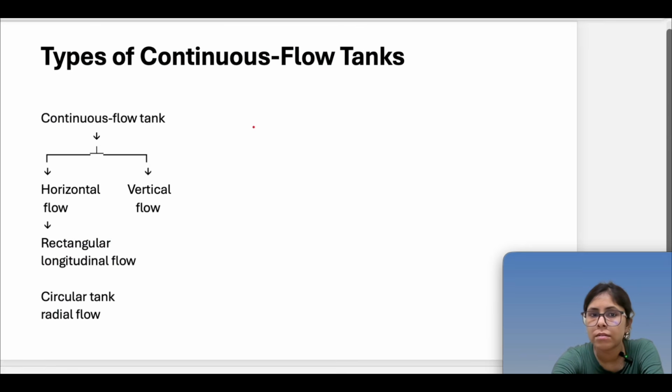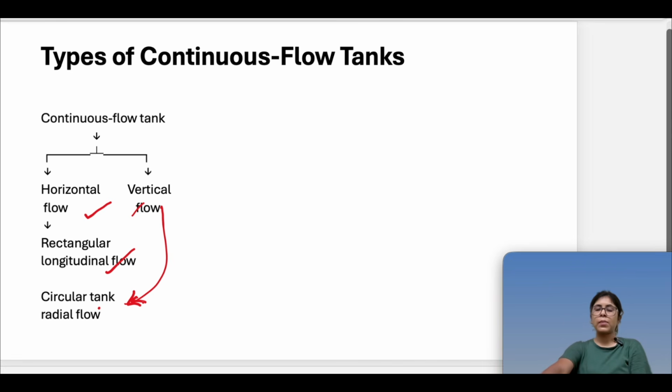Now, there are types of continuous flow tanks, that is, we discussed horizontal, vertical, and then rectangular and circular. Rectangular is horizontal and circular is vertical or radial flow. Okay. Now, we'll go into detail of these and how to design them, the different design parameters, and the numericals will be discussed in the next lecture. So, I hope you understood this, and thank you.